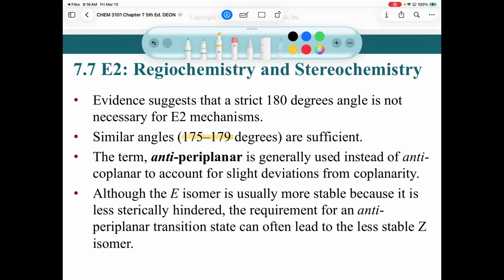There's a term that we use for it, and this is actually the term I'm going to use moving forward. Instead of saying they're anti-coplanar, I'll say they're anti-periplanar, okay, which means it accounts for the slight deviations. It means it's not exactly 180. Maybe you're sitting there going, oh, come on, man, you guys are getting too specific with the language. Well, anyhow, it's the term that we use in organic chemistry.